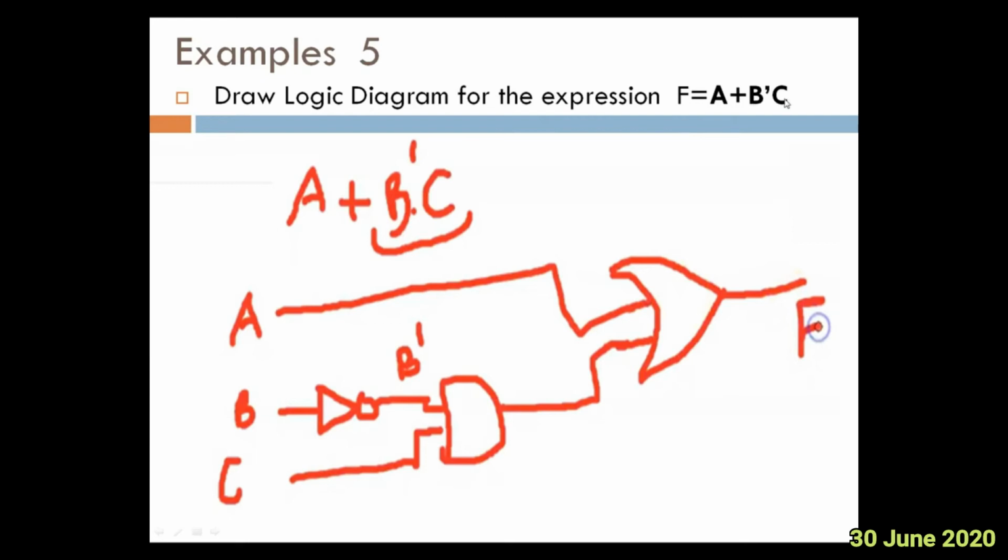Now the fifth one I have drawn by hand here, you can just see the expression A plus B dash C. How many gates are required? Can you think? One gate is required for making B complement, then one more AND gate is for this expression, then adding with the A. 3 gates are required.